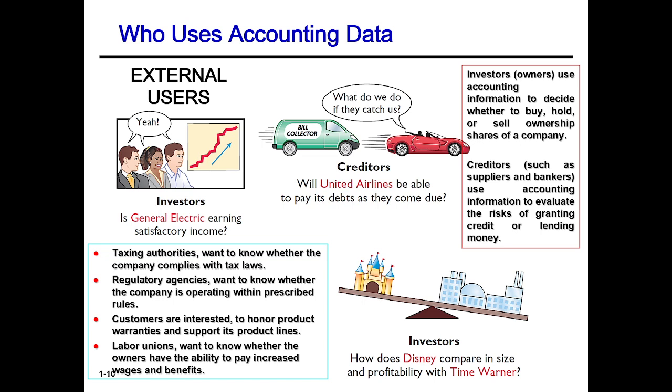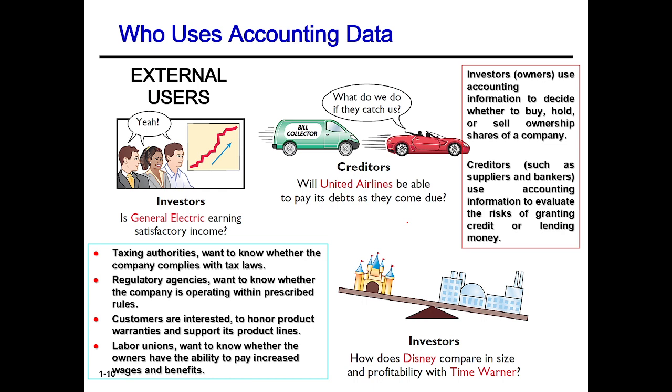Creditors or investors can use this data, as can taxing authorities, regulatory agencies, customers, and labor unions. Investors use accounting information to decide whether to buy, hold or sell ownership shares of the company. That means they can buy the shares, sell the shares, or hold the shares.